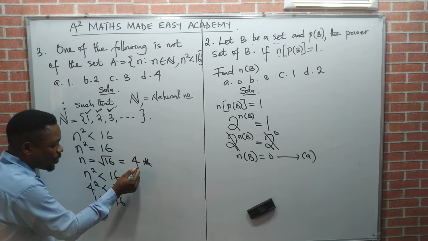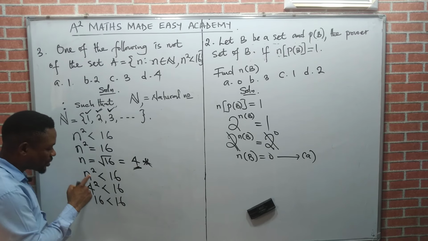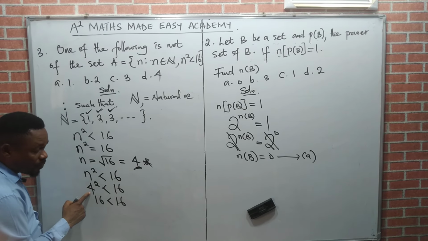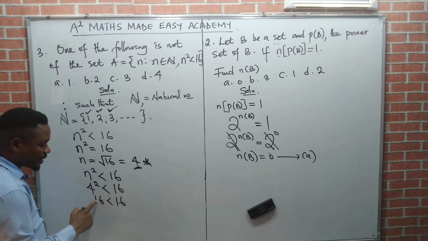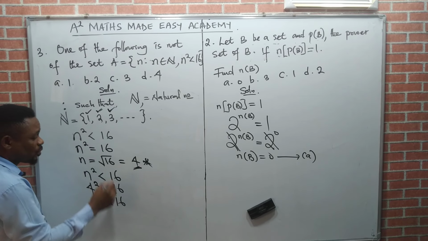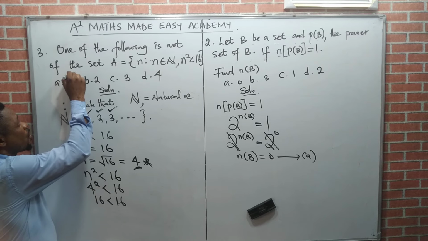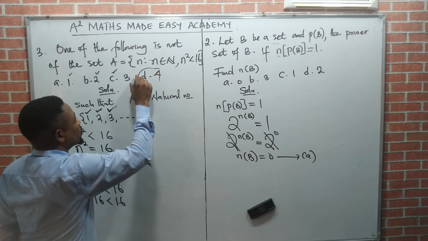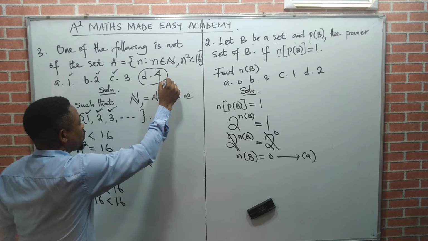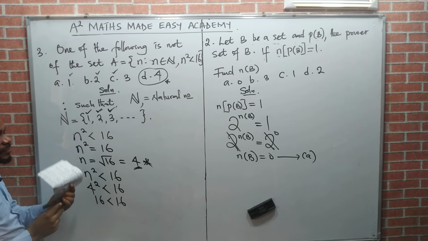Then that 4 we solved is not the answer, because if I put 4 here, look at the way I solved it. 4 squared is less than 16. Then 4 squared is 16, which is not less than 16. So this one can go, this one can go, this one can go. But the only one that cannot go is option what? D, which is the correct answer. Hope I have made myself clear.